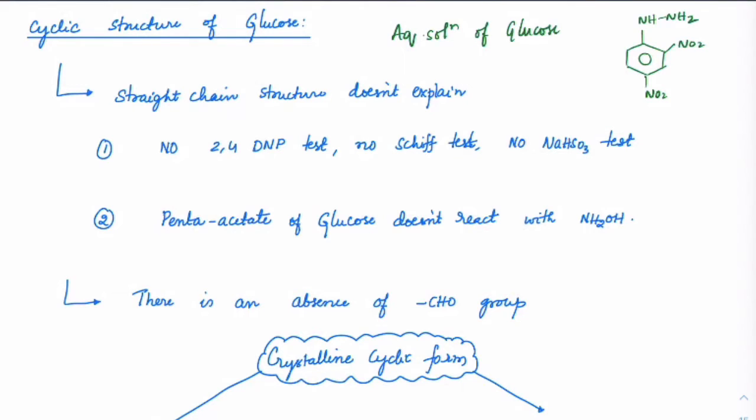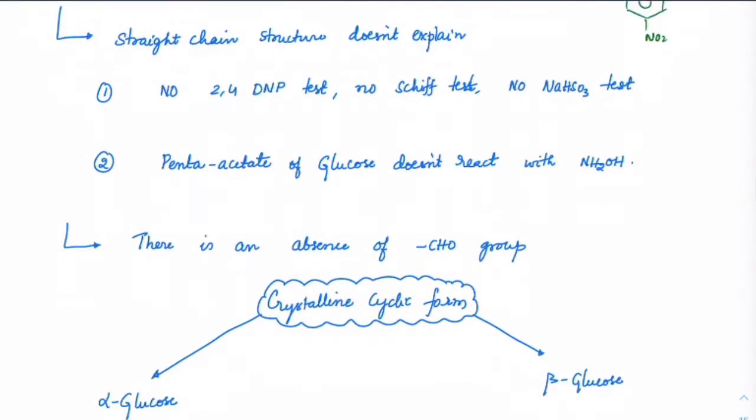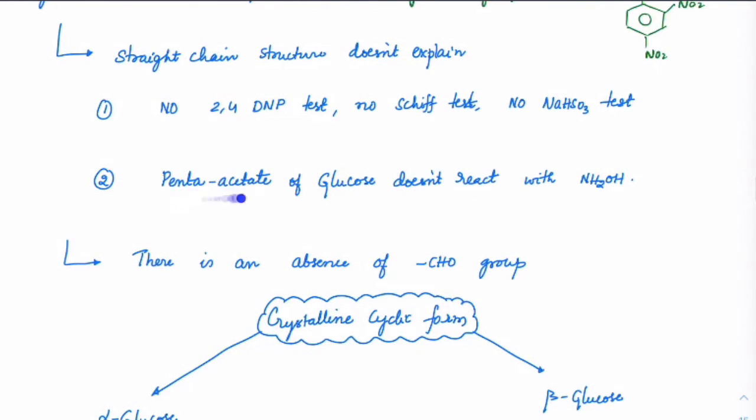It must exist in some kind of a cyclic form, okay. On top of that, if you check out the pentaacetate form also, it was not showing a reaction. And even if you take the pentaacetate of glucose in a straight chain, it is not reacting with NH2OH, which means again the C=O group is not being formed.